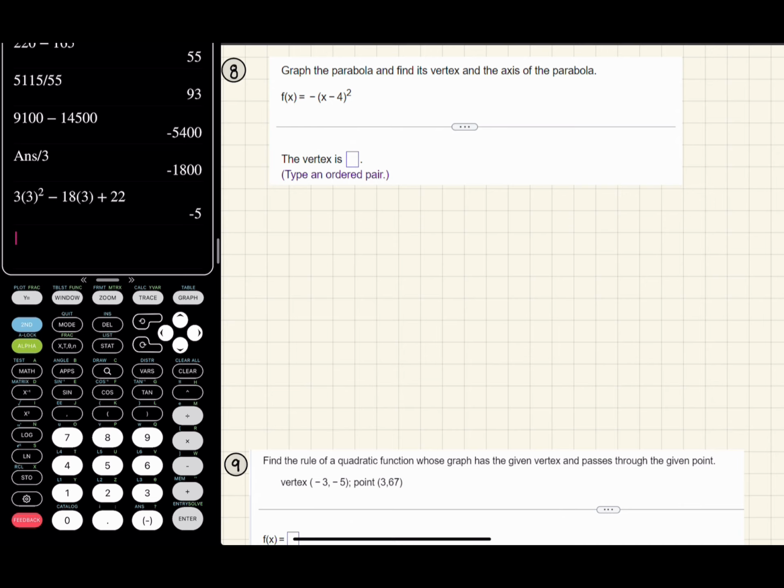Remember, vertex form of a parabola is y equals a times x minus h squared plus k. And remember, h and k are the x and y values of our vertex. So let's look at what we have. We're given this.